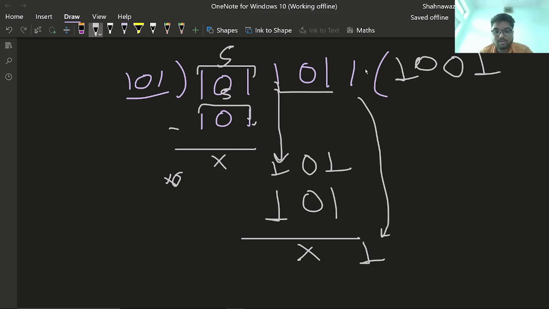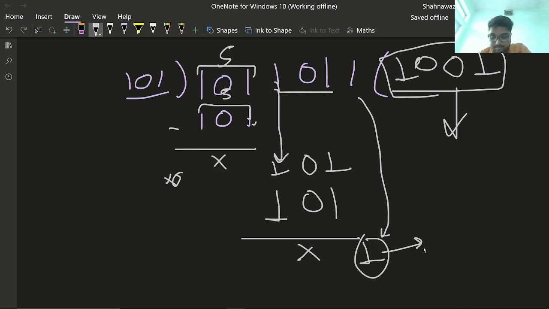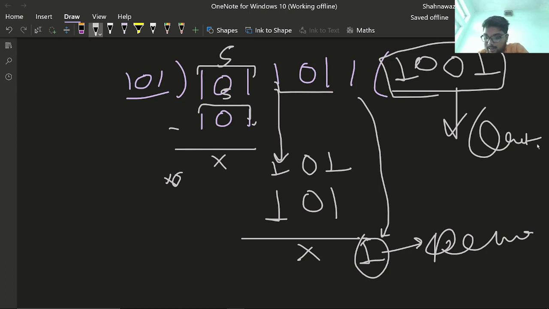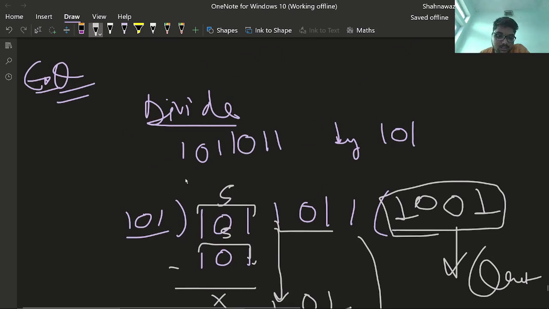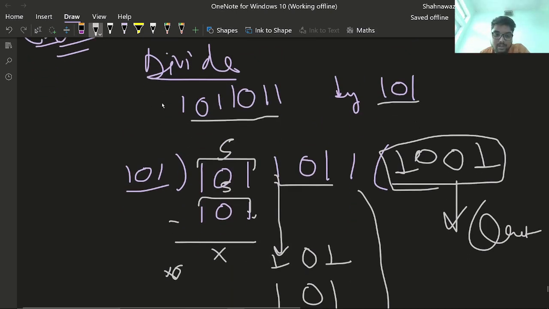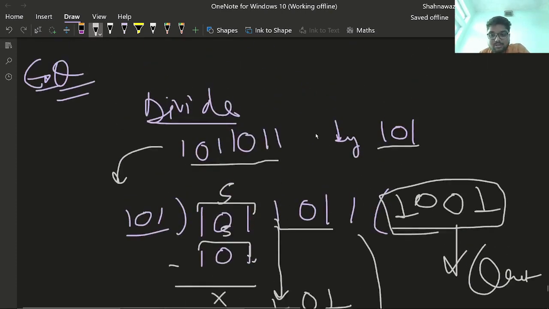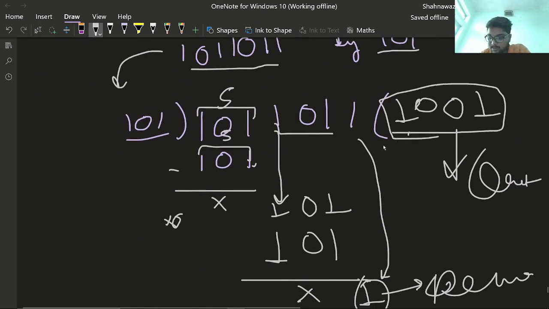Now we don't have extra bits. So what will be the result? The result will be this as the answer, and this will be your remainder. Sorry, this is the remainder and this is the quotient. All right, I think you have understood the concept. Just convert this into decimal, perform the arithmetic operation, and you can find that the result will be the same.